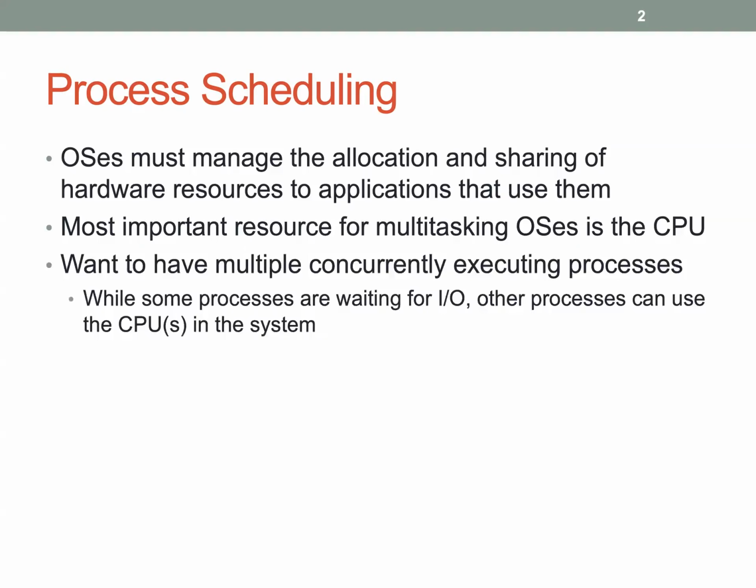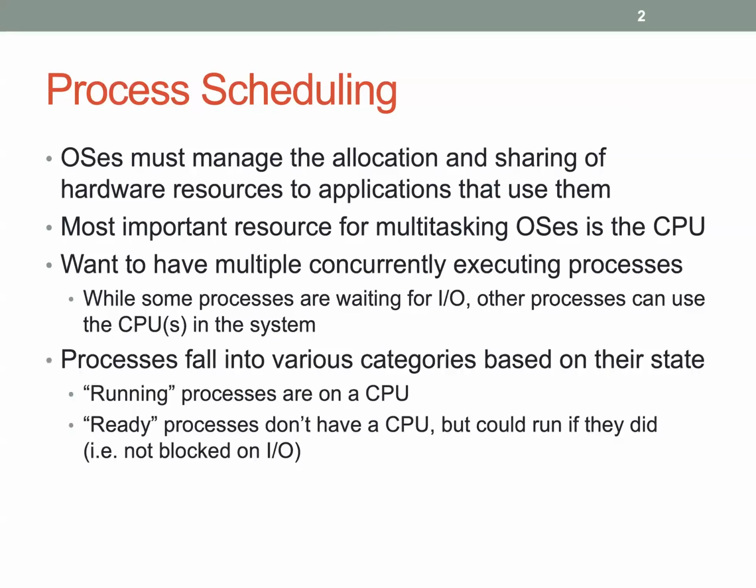Of course, we want to have multiple concurrently executing processes. We've talked about this already quite a few times. We've talked about the fact that almost always processes block on I/O, and while a process is blocked on I/O, we want to allow something else to proceed. That's just a smart way of using our compute hardware. And so you'll notice that processes fall into categories based on their state. We're going to talk a lot more about that today.